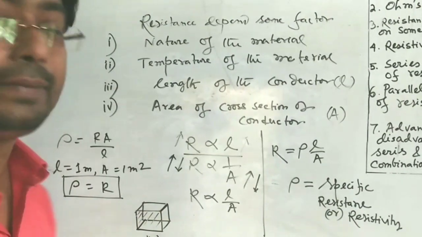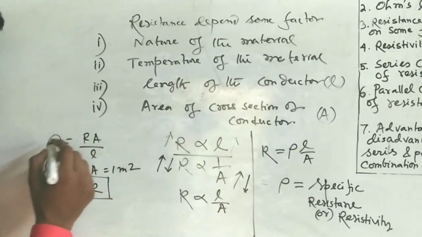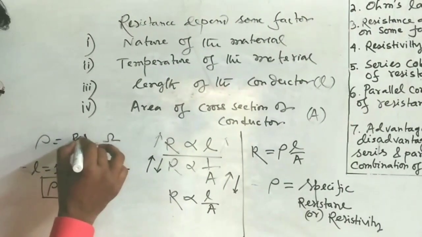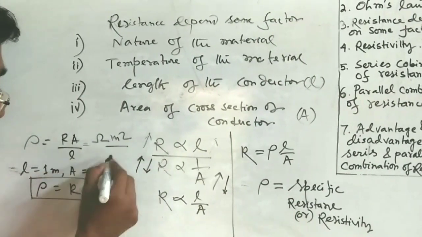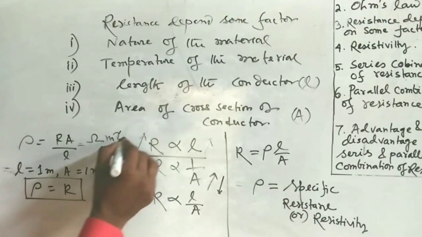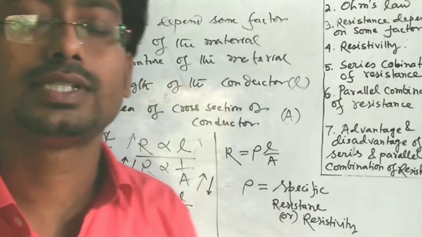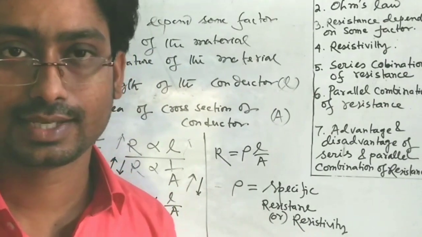So resistivity is more fundamental and its unit will be, so what is the unit of R? It is the ohm. What is the unit of A? That is meter square. What is the unit of length? That is meter. So what will be the unit of rho? That will be ohm meter. So the unit of resistivity is known as the ohm meter. It is the fundamental quantity, then resistance.